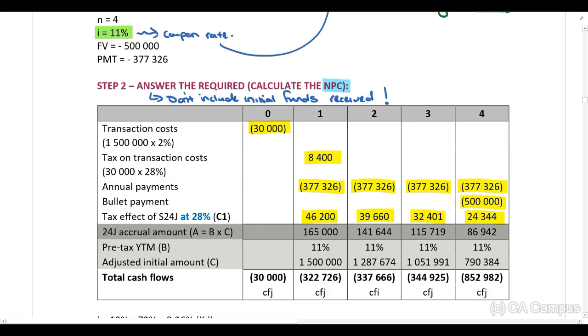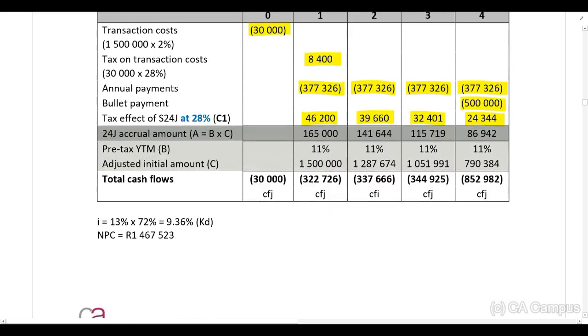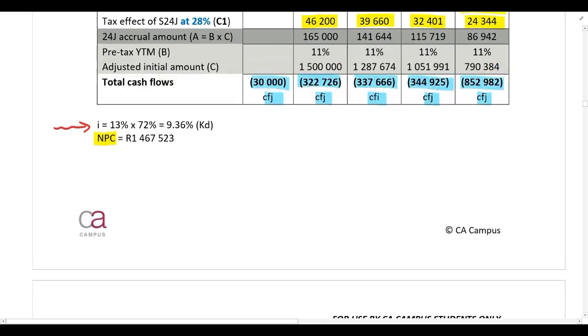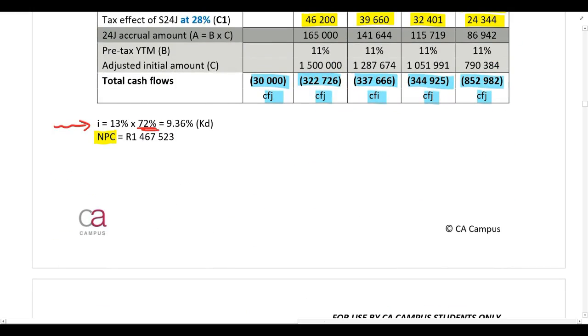So the only difference is you don't include that initial inflow of 1.5 million when you are calculating the net present cost. Total all of these cash flows over here. Include all of the cash flows in your financial calculator. You are going to use the after-tax cost of debt as your discount rate. So please note, in the question you were given the pre-tax rate. So you just need to get the after-tax rate.